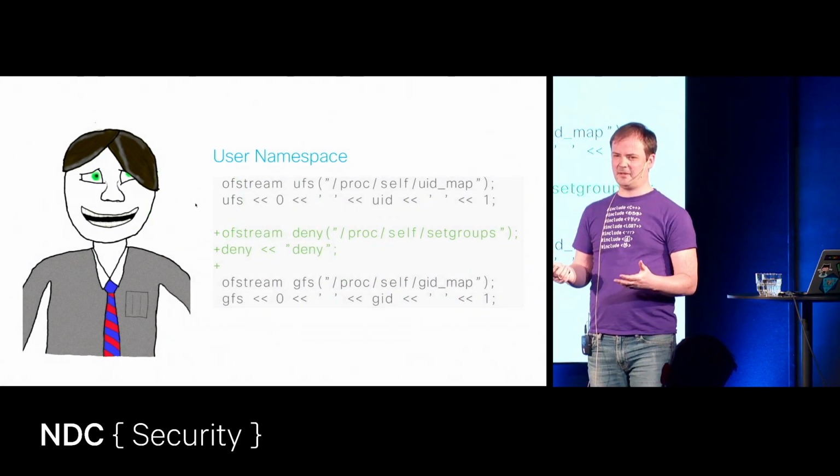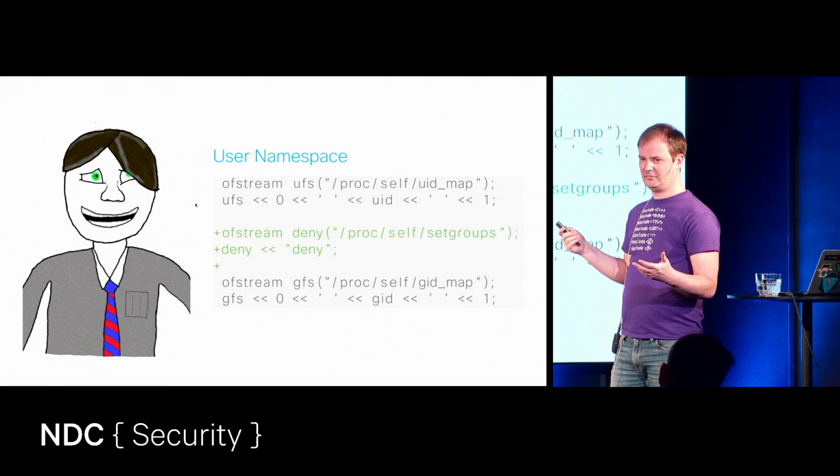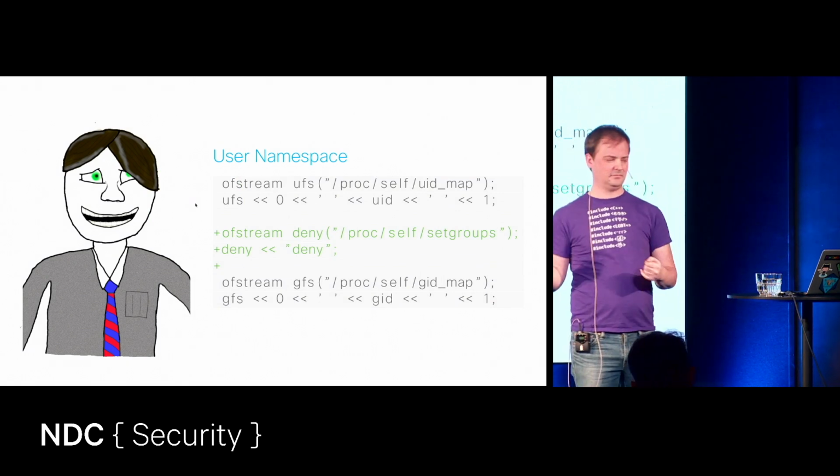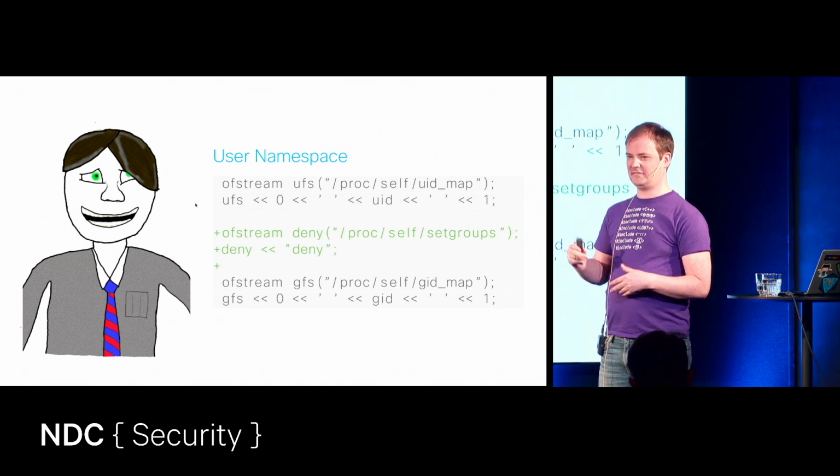And after doing this mapping, we'll be running as what looks like true root. We'll have every capability, and I'll show you a bit later in a demo how this will actually end up looking.